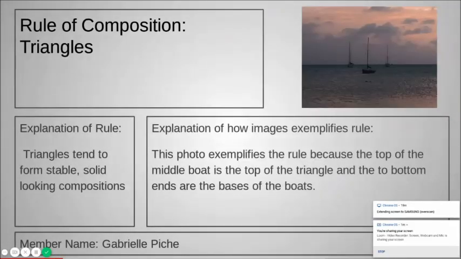The rule of triangles tends to form stable, solid-looking compositions, and the photo exemplifies the rule because the top of the middle boat is the top of the triangle, and then the bottom ends are the bases of the boats.